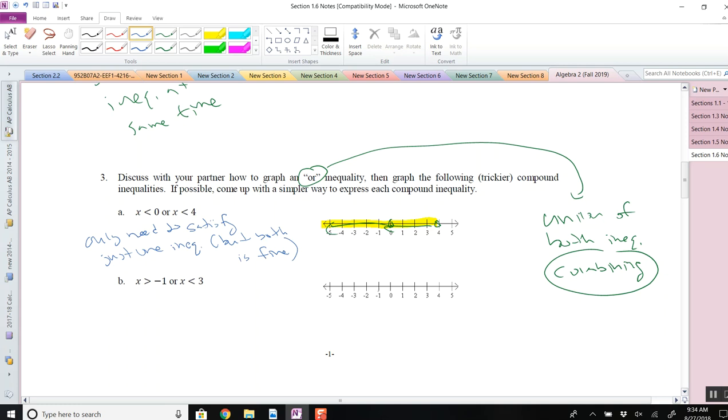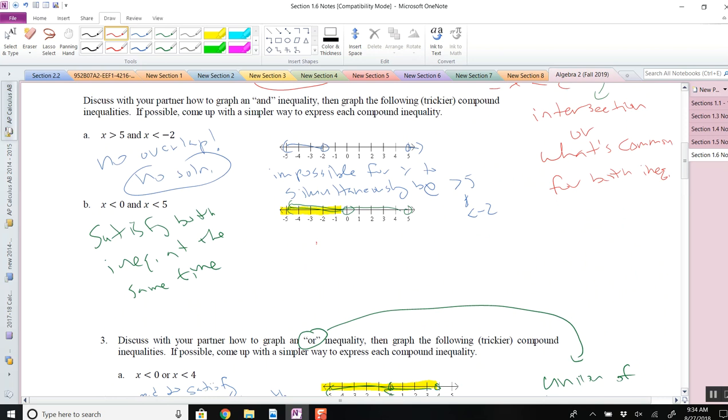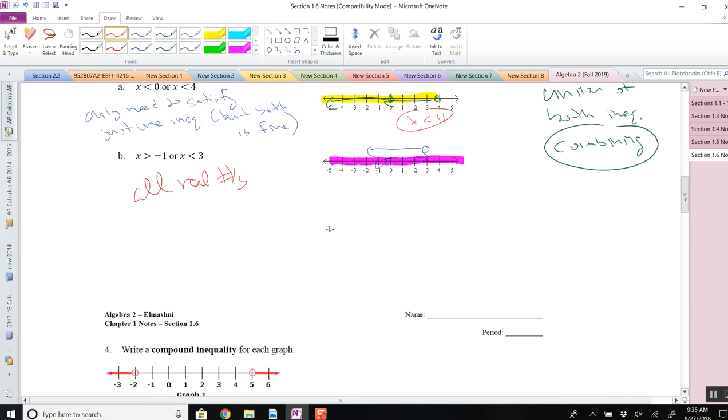X is greater than -1, go in that direction. X is less than 3, go in that direction. So there's an overlap, of course, but we want the union, not just the overlap. So in this case, it's all real numbers. And by the way, for part A, we would say that our true situation is just x is less than 4, since that encompasses everything. And here, of course, we say x less than 0, because that's the intersection for part B of number 2.